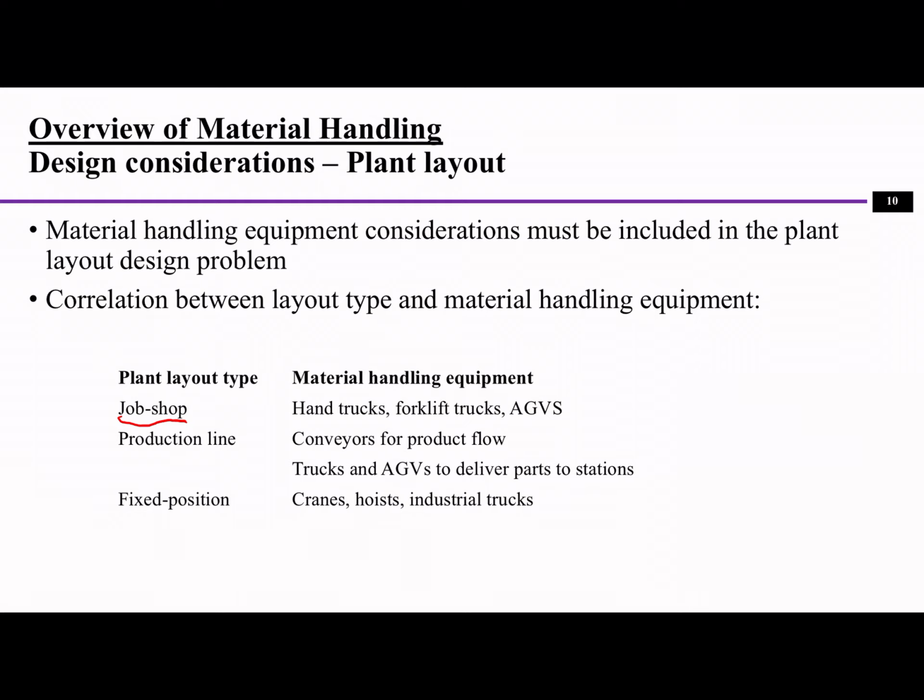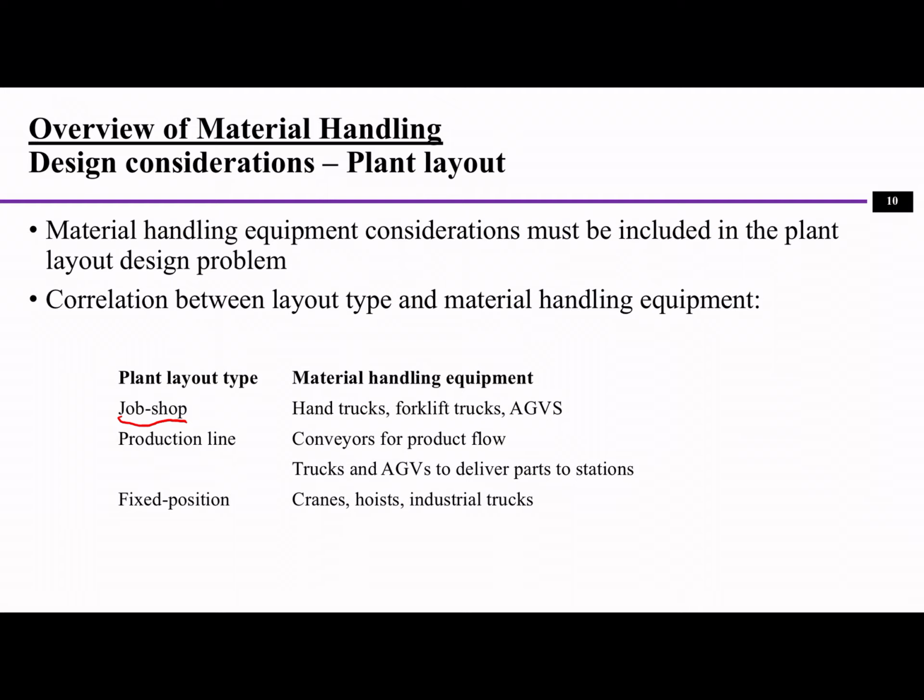Job shop will be like you have, say, one machining process, right? There are multiple machines, and then next process will be maybe the welding. They have multiple stations for welding, and then multiple stations for painting. So that's more like a job shop. You do not have a clear product or process path. Well, in this case, for material handling equipment, you can use some hand trucks, forklift trucks, or some AGVs.